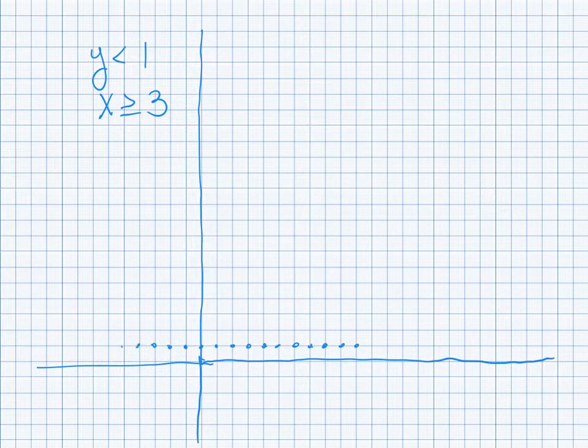And are we going to do a dotted line or a solid line? Dotted line. What color should this be? Just pick one, blue or red. So I'm going to go here, and I'm going to put a dotted line. Now, where am I going to shade, above or below?